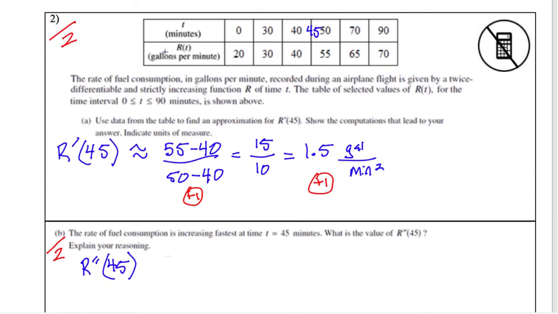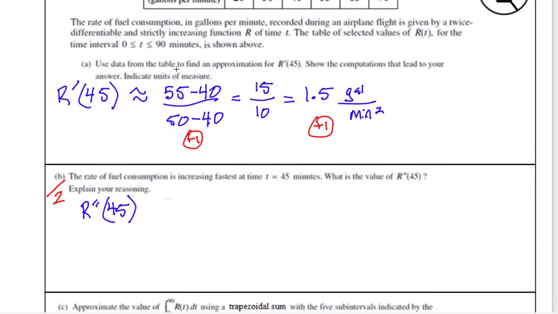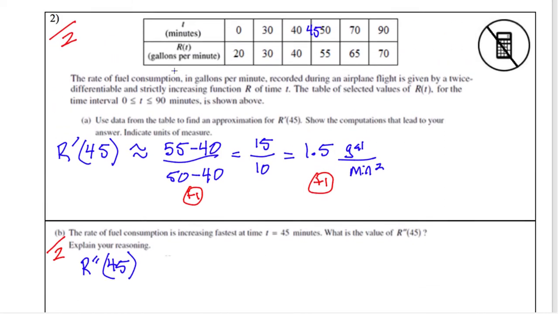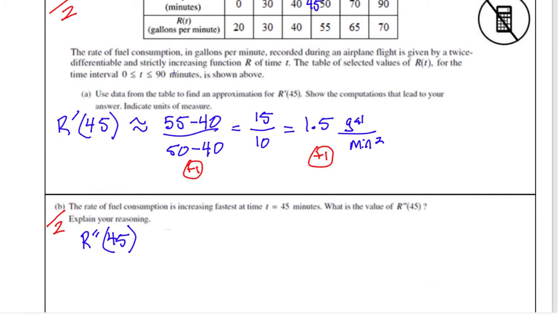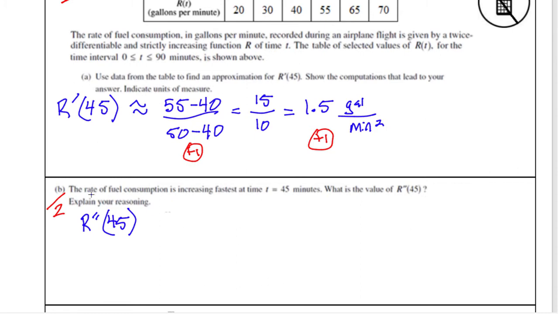R prime is gallons per minute per minute. It's the change in the rate of the gallons per minute. So r double prime is going to be talking about whether or not r prime is increasing or decreasing. So it tells us right here, the rate is increasing fastest at time equals 45.